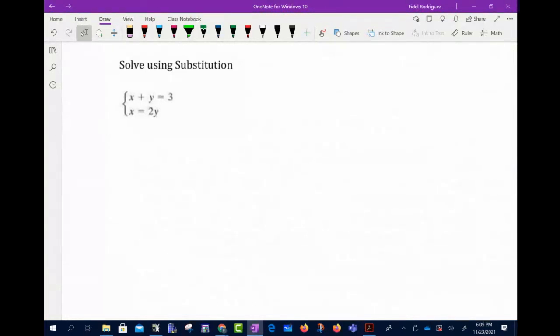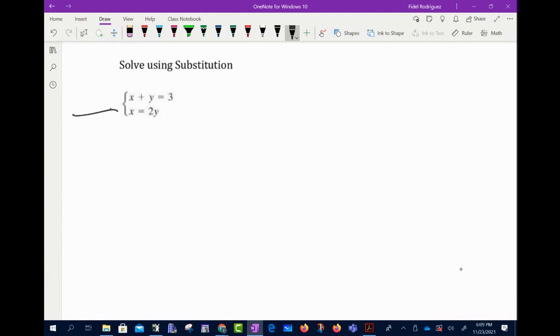Okay, so let's take a look at this next one. It says solve by the method of substitution. So the method of substitution says we're going to look at these two equations and we're going to see, is one of those equations already solved for the letter x, or is it already solved for the letter y, or is it easy for me to solve for x or y?